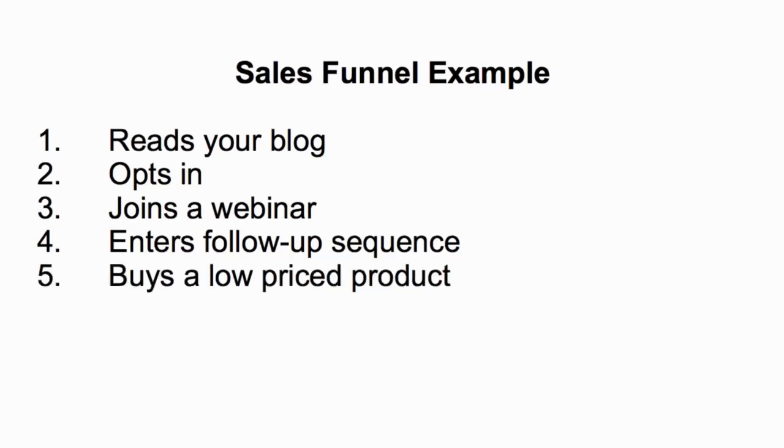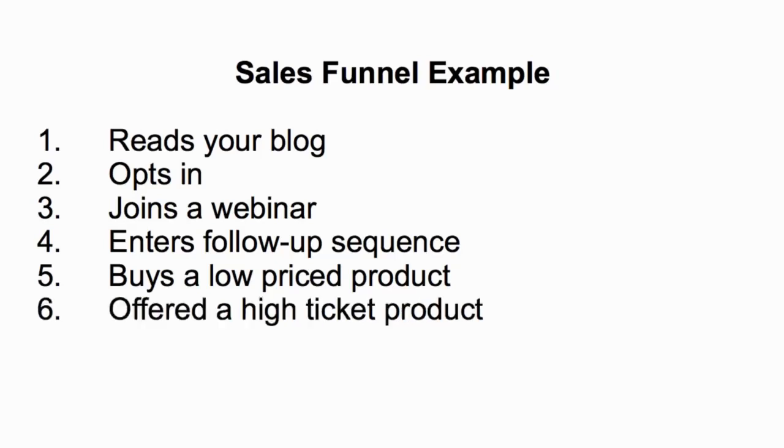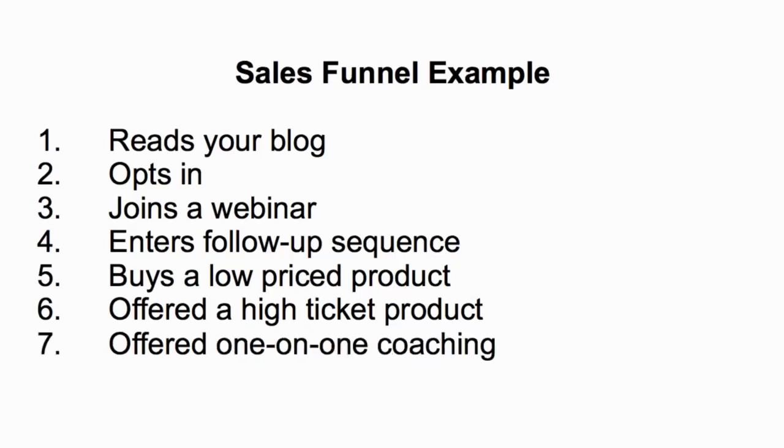Next, your customer could buy a low-priced product of yours, and this will introduce them and qualify them as a paying customer. Once they're qualified as a paying customer, you could offer them a higher ticket product. This could range anywhere from $500 all the way up to $20,000, $30,000. The end of your funnel could be a one-on-one coaching. Getting leads is one side of the equation, but then converting them into paying customers and then converting them to higher ticket products is another thing.